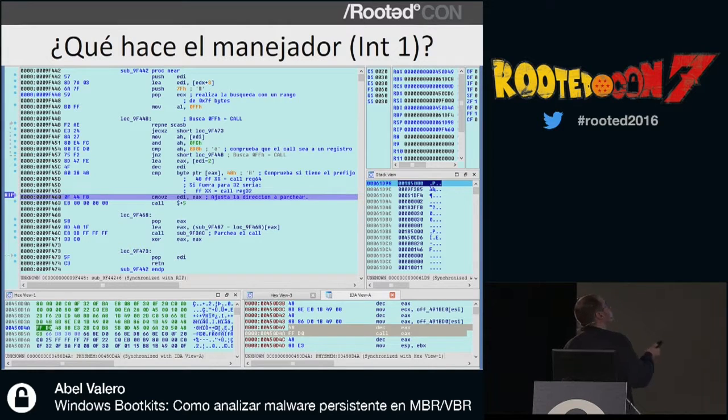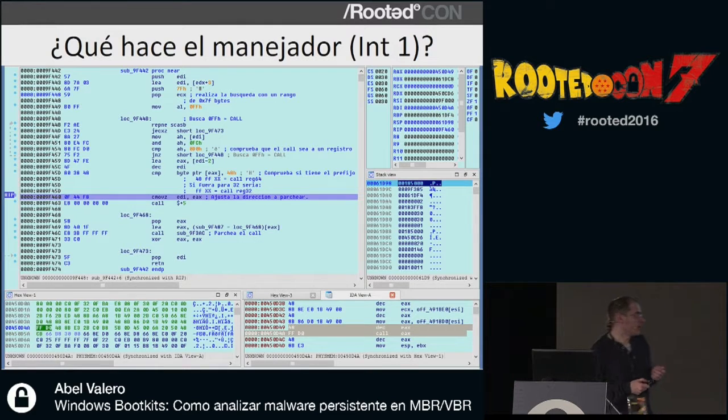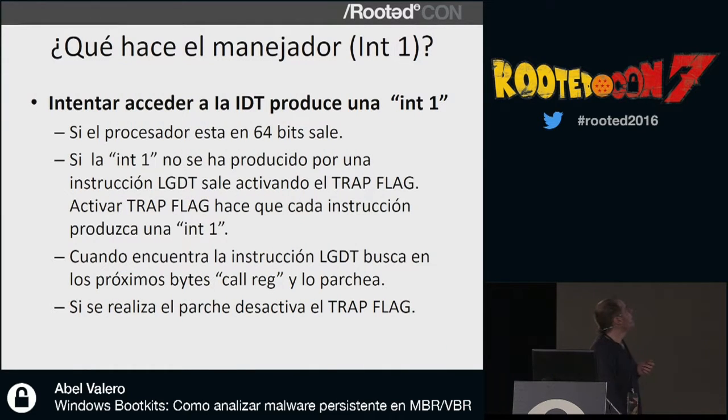Where is it? It's looking for a certain call within a range. Once it finds that call, EAX, this is what it's looking for, it patches it. And it adjusts the address so that when there is a call to that address, it goes into there.